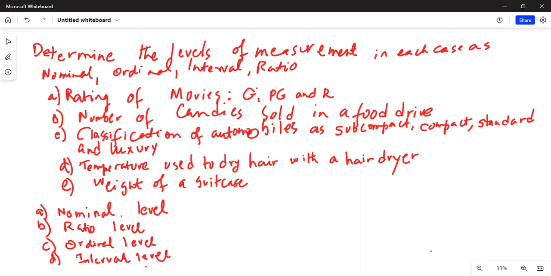And then we have the last one. Weight of a suitcase is measured by a scale. If a suitcase weighs 50 pounds and another suitcase weighs 25 pounds, the first suitcase is twice as heavy as the second one. So the ratio is important here. So this is ratio level.